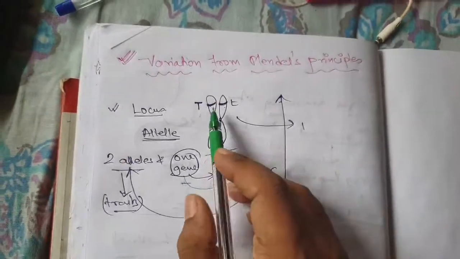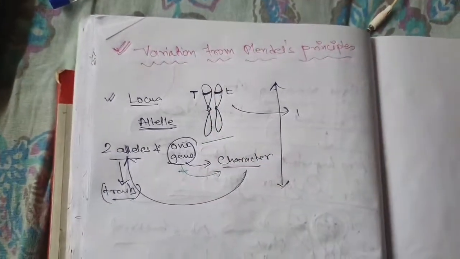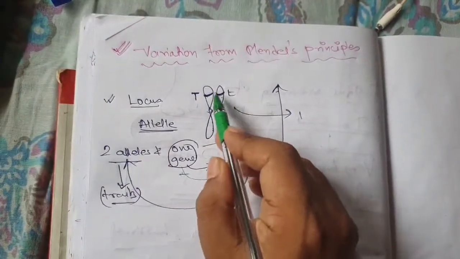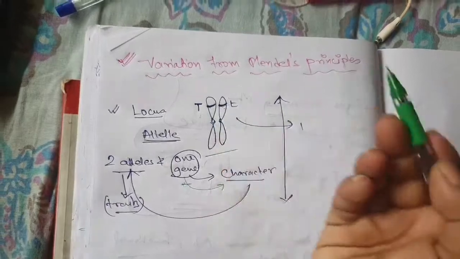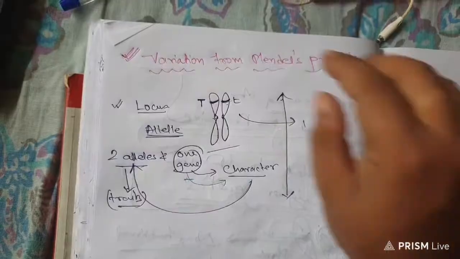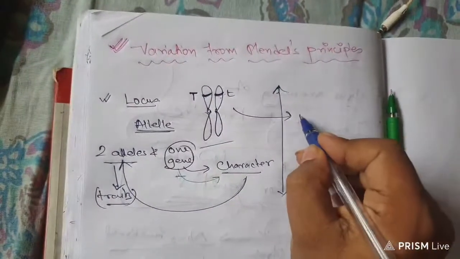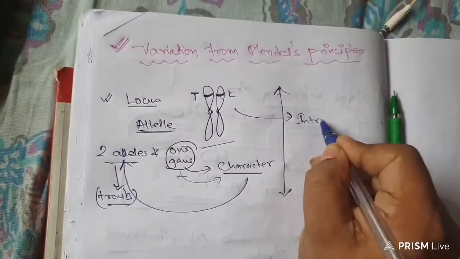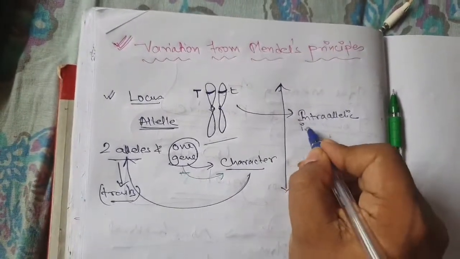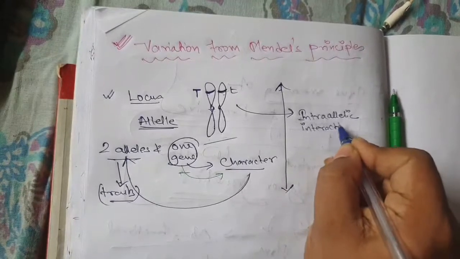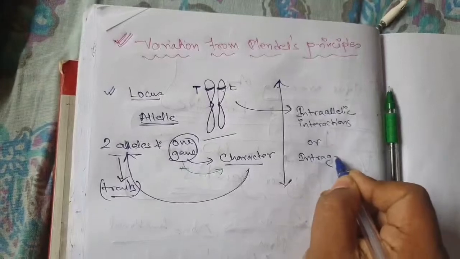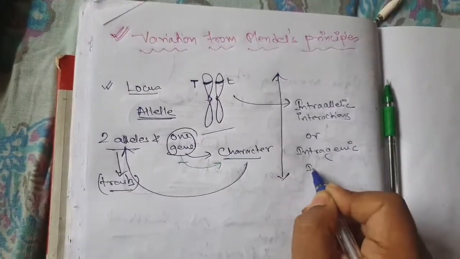Now the fact is this: based on this locus, when this locus interacts with this locus, or this gene interacts with this gene, or I can say this allele interacting with this allele, we call it intraallelic interaction, or we can call it intragenic interaction.